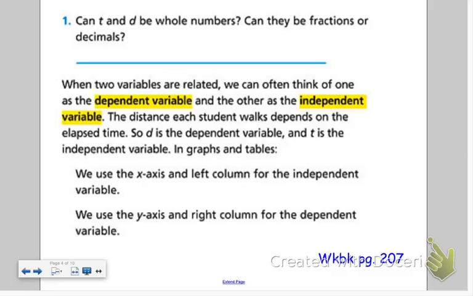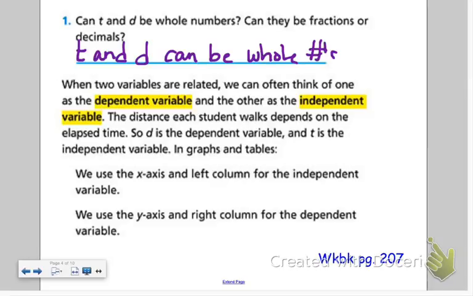Can t and d be whole numbers? So can time and distance be whole numbers? Absolutely. T and d can be whole numbers. So for example, the time could be 1 second, it could be 2 seconds, it could be 10 seconds, it could be 100 seconds. So yes, they can definitely be whole numbers. Same thing for distance. Distance could be 1 foot, 2 feet, 3 feet. So yes, they can definitely be whole numbers.